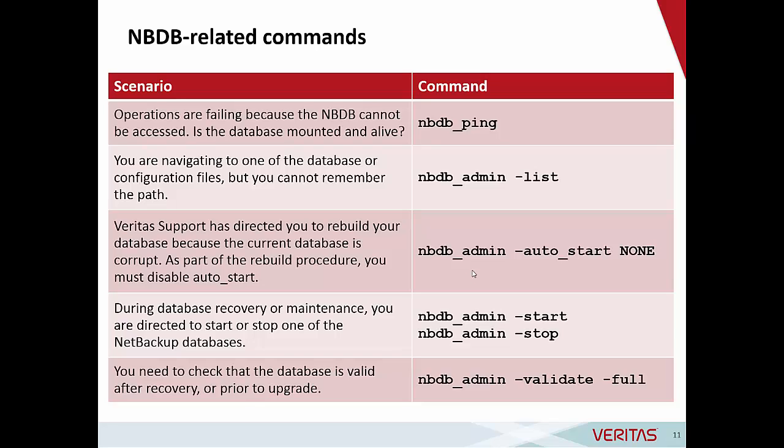Here's some examples of some NBDB-related commands that can be useful when troubleshooting. The first one, the NBDB ping, is just a way of going out there and, like it says, pinging the database to see if it's out there. Is the NBDB mounted, and is it alive? We're just checking to see if it'll talk to us. The NBDB admin-list shows where the components of the database are located. If you suspect that an administrator might have moved the database components from their default location to a different location, which is possible as long as you do it in a supported way, here's a chance to view where that stuff is located.